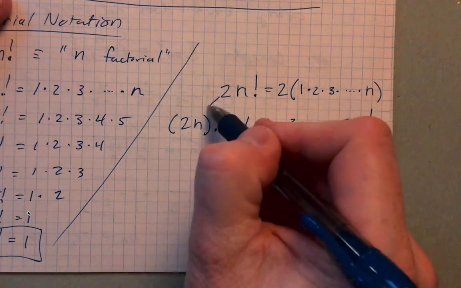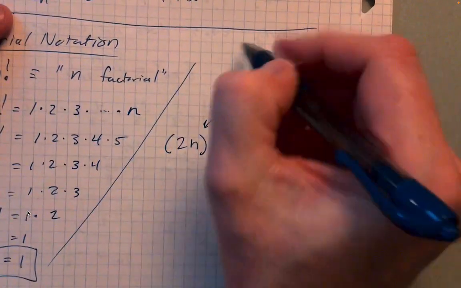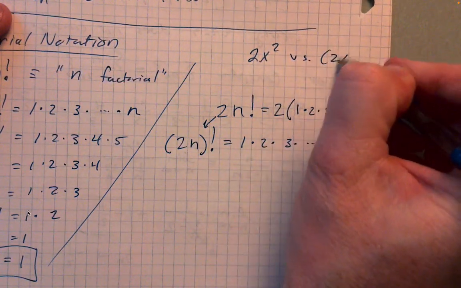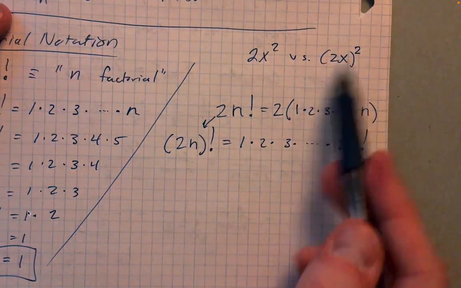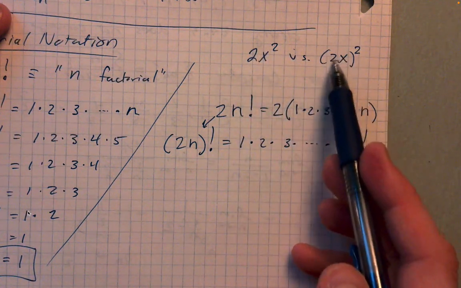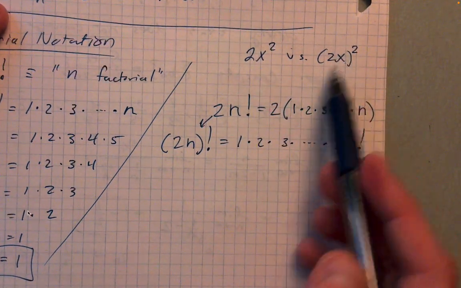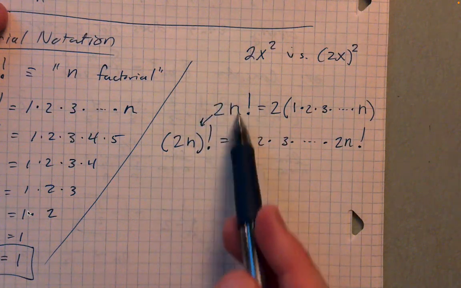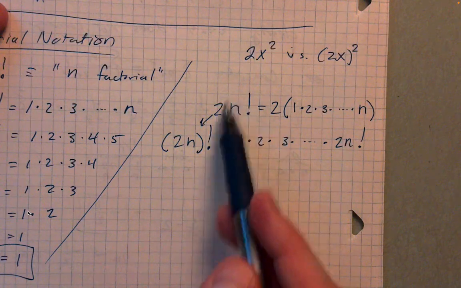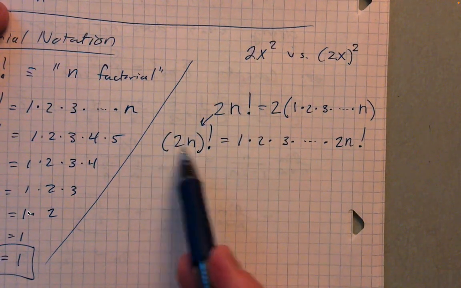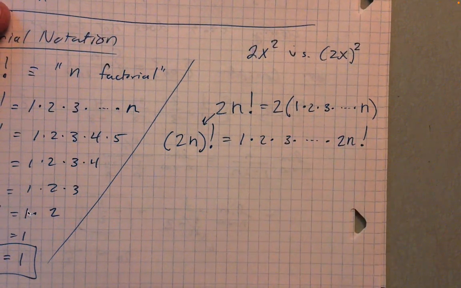So you have to be careful. It's kind of like 2x squared versus (2x) squared. They mean different things, don't they? In one case, just the x is squared, whereas in the other you're squaring 2x. That's the same thing here. If I have the 2 out front without the parentheses, then the n is assumed to be the factorial part, whereas if I have the parentheses, then it's 2n. So very different.